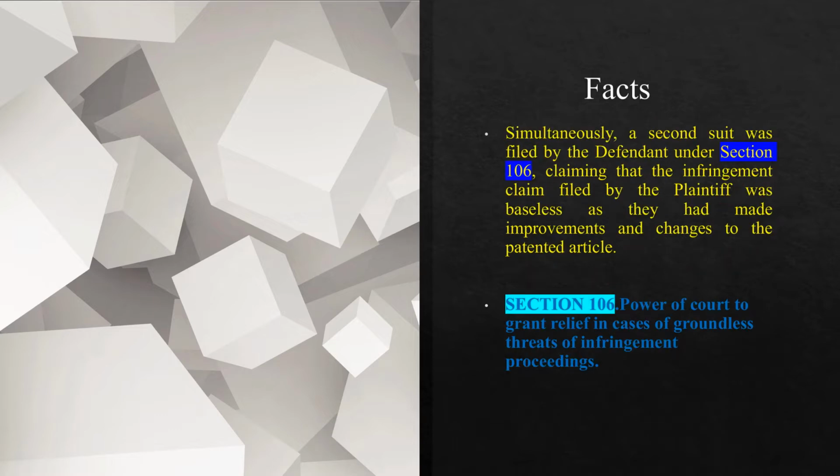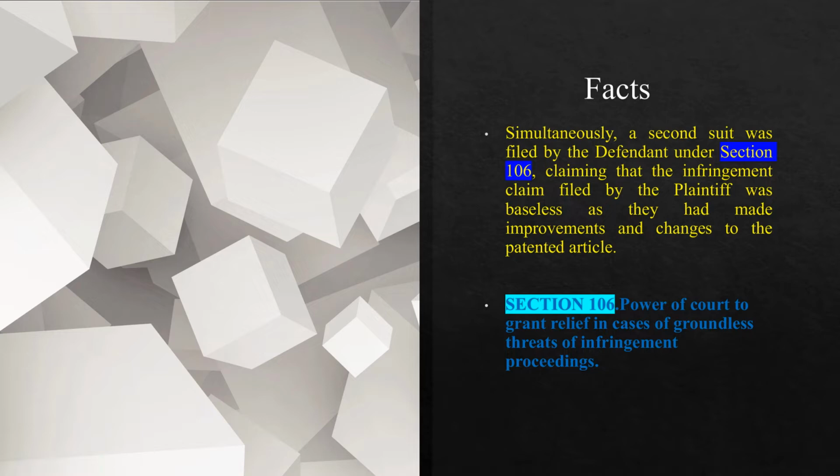Let us proceed with some more facts. Simultaneously, a second suit was filed by the defendant under section 106, claiming that the infringement claim filed by the plaintiff was baseless as they had made improvements and changes to the patented article. That means the plaintiff filed under section 108 and the defendant filed under section 106. For reference, section 106 is about the power of court to grant relief in cases of groundless threats of infringement proceedings.